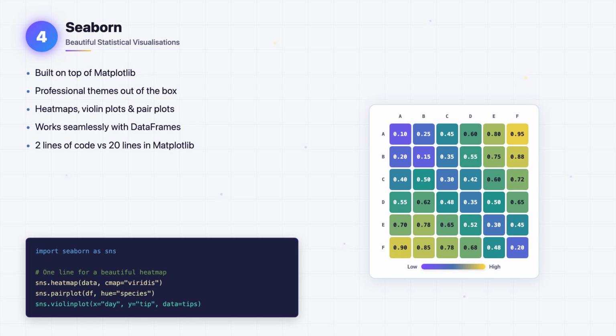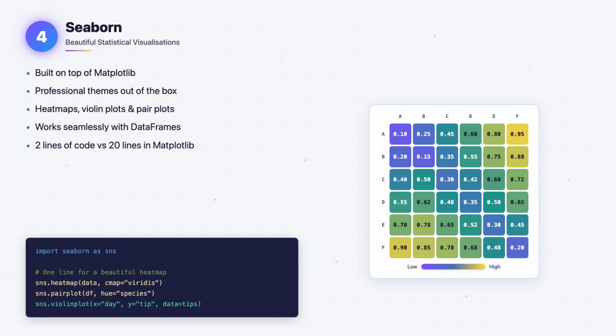It specializes in statistical plots that would be complex to create from scratch. Heat maps, violin plots, pair plots, regression plots, distribution plots, box plots, and swarm plots. All available with just 1 or 2 lines of code.